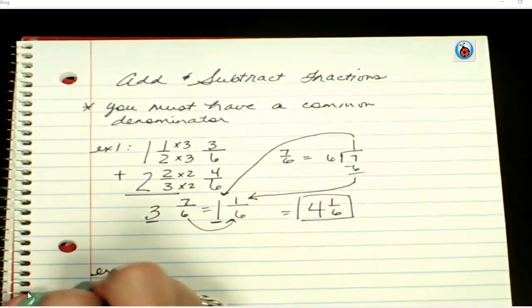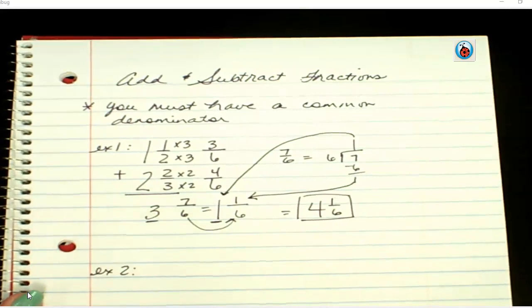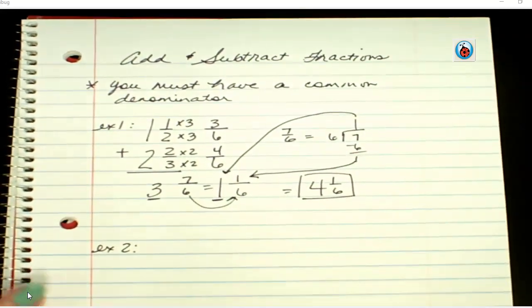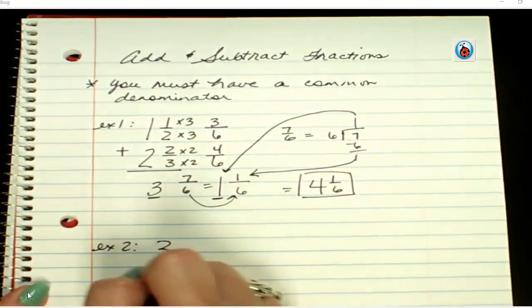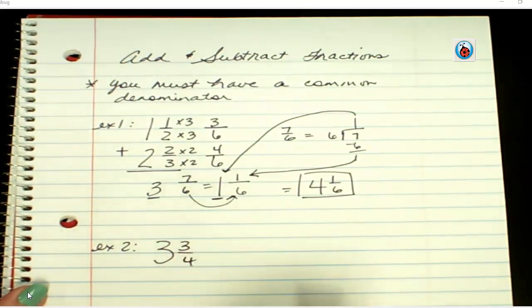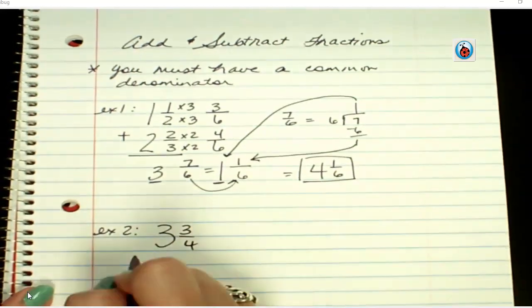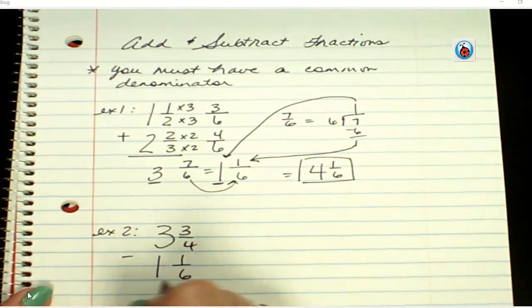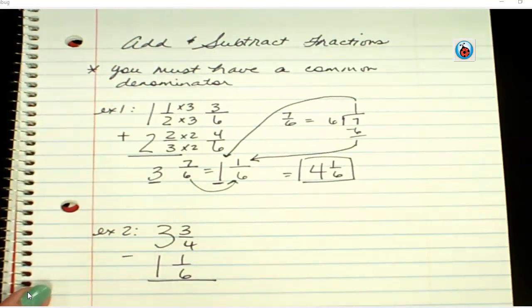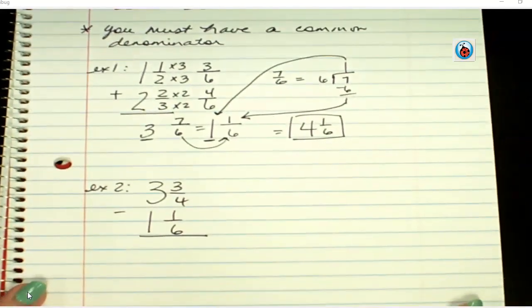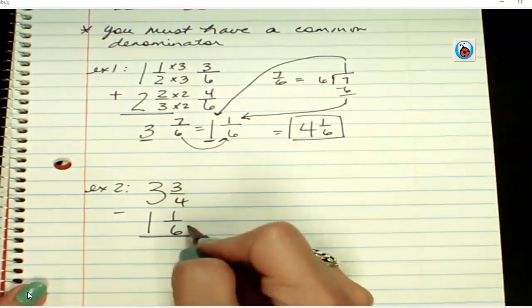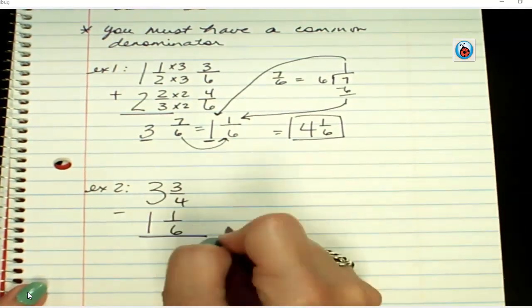Let's try another one. Example 2. 3 and 3/4 minus 1 and 1/6. Again, the easiest thing to do is just to multiply these together. 6 times 4 is 24.